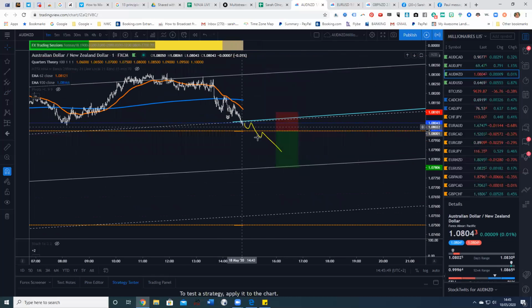So a potential trade there, but personally for me, wait for the break and the retest between the pitchfork line and wait for it to come through and just break that quarter theory at 1 point. I'll write this one down. So that's a sell trade idea.